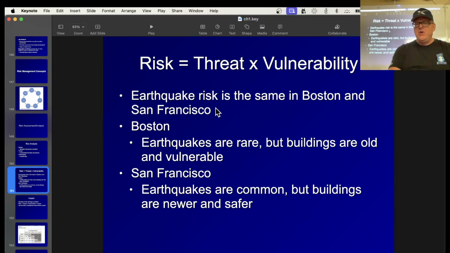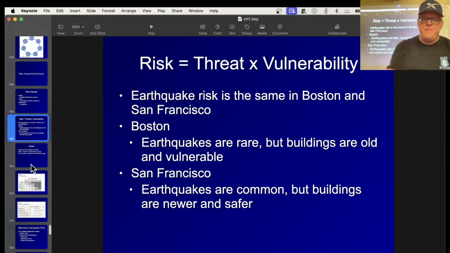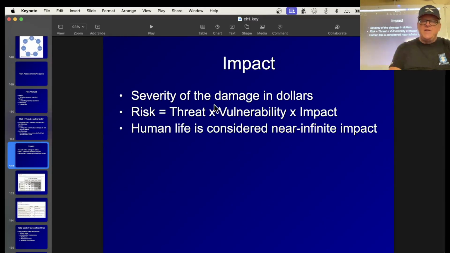For example, they point out in your book, the earthquake risk is the same in Boston and San Francisco. Now, in San Francisco, we have much more earthquakes, but the buildings are built to withstand them. In Boston, they have very few earthquakes, but the buildings are not built to handle it, so the risk amounts to about the same. And so the impact is the severity of the damage in dollars.